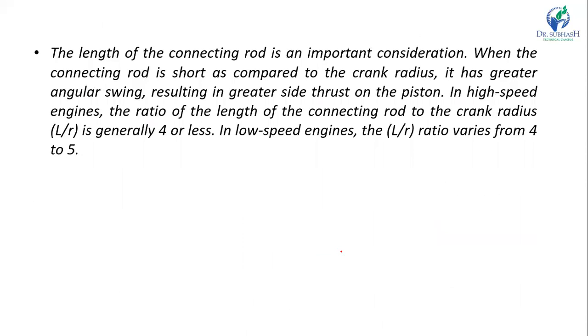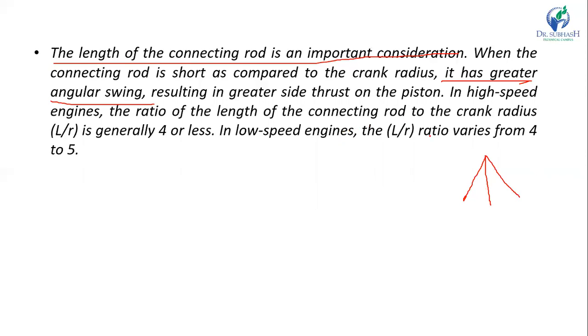Okay, so the main criteria, that is the length of the connecting rod, is an important consideration. Okay, so length is an important consideration in design of the connecting rod. So when the connecting rod is short as compared to the crank radius, then it has a greater angular swing. Okay, greater angular swing એટલે કે કનેક્ટિંગ રોડ છે એ રેડિયસ ના કમ્પેરમાં જો શોર્ટ હોય તો એની કનેક્ટિંગ રોડની જે એંગ્યુલર સ્વિંગ છે આ રીતે એંગ્યુલર સ્વિંગ ઇઝ મોર.